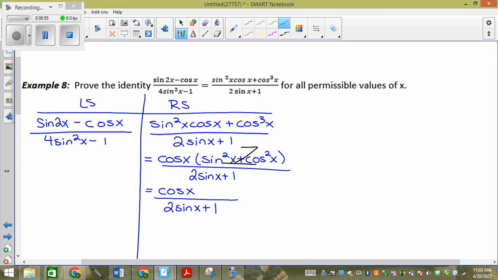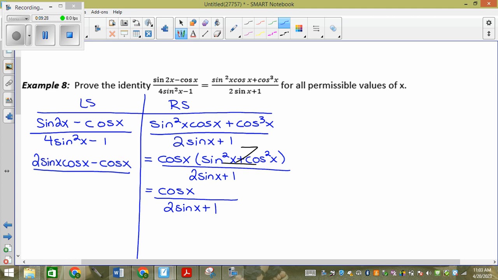Now we try and make that left-hand side match it. So sine 2x, what can we rewrite that as? 2 sine x cos x. Yep. 2 sine x cos x. And the bottom often does not get spotted. What is the bottom? It's a difference of squares.